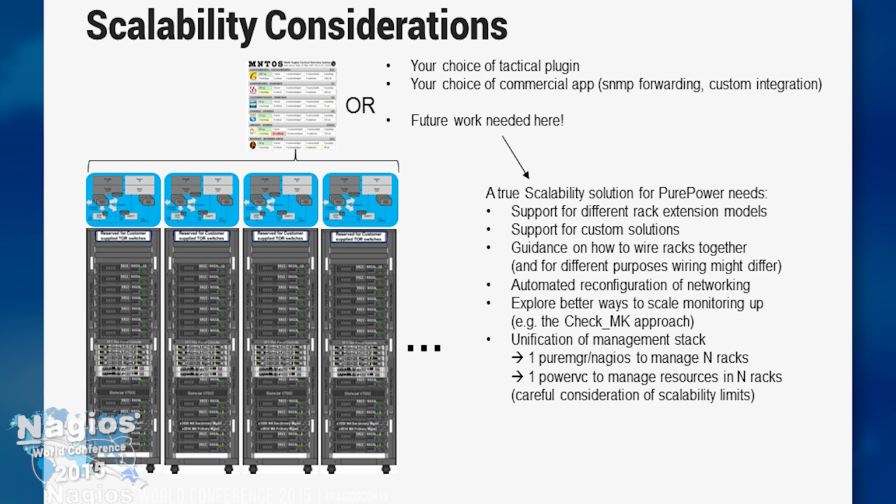So scalability, we're starting to work a little bit more on that. Right now, the only solution is to have your tactical plugin choice, so MNTOS or Nagios Fusion, for example. But it would be something that is running outside of the racks. Inside of the racks, each rack has an instance of Nagios server and an instance of the PureMgr, right? In the future, what we want to do is expand that PureMgr and that Nagios instance to monitor components from other racks as well.